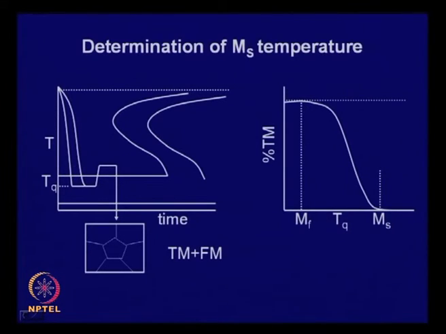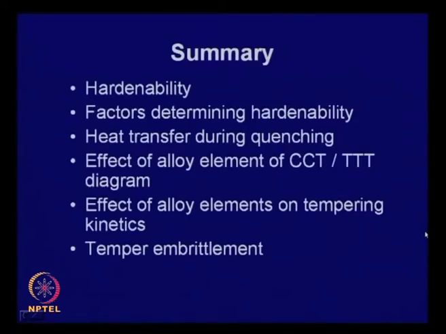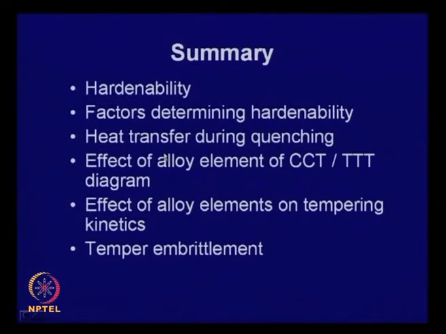With this we finish this topic on heat treatment. Today we looked at hardenability, factors determining hardenability, heat transfer during quenching, the effect of alloy elements, alloy element effect on tempering kinetics, we talked about temper embrittlement, and also determination of MS temperature.